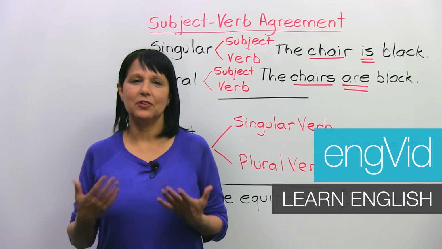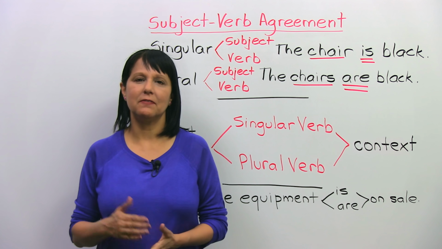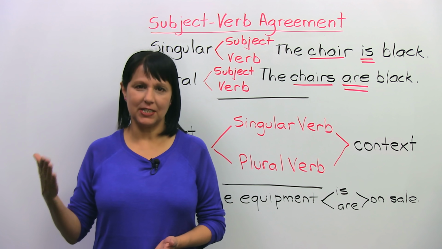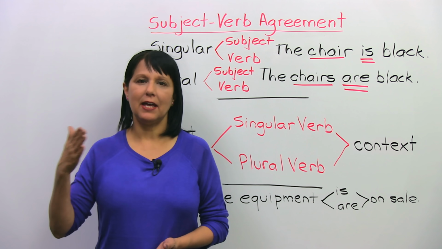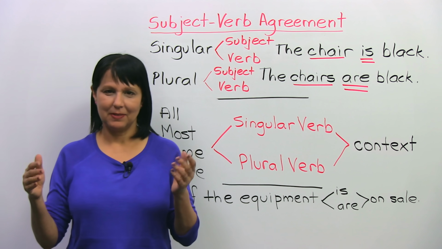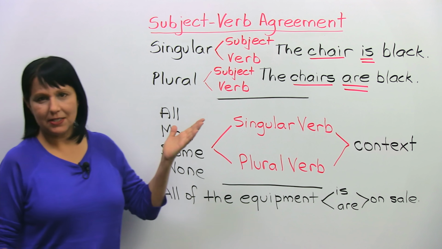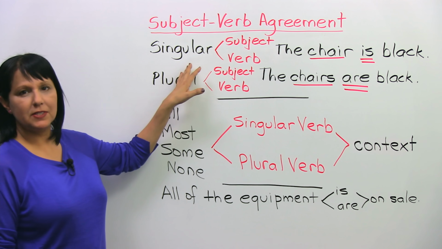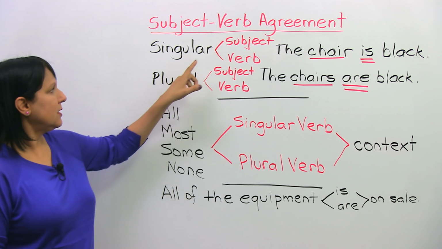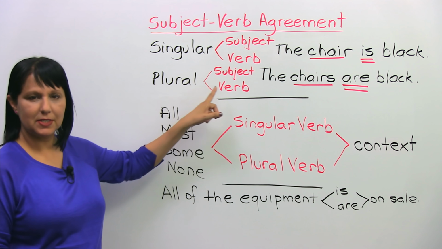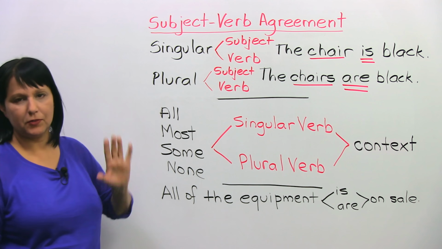When you first started learning English, you probably learned a very basic rule, which is that in an English sentence, the subject and the verb must agree. What does that mean? Let's have a look. So basically, it's quite simple. When you have a singular subject, you have a singular verb. When you have a plural subject, you have a plural verb, okay?